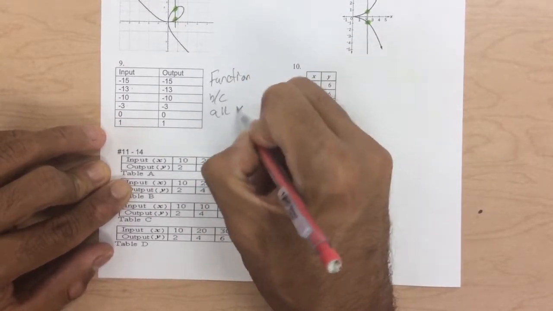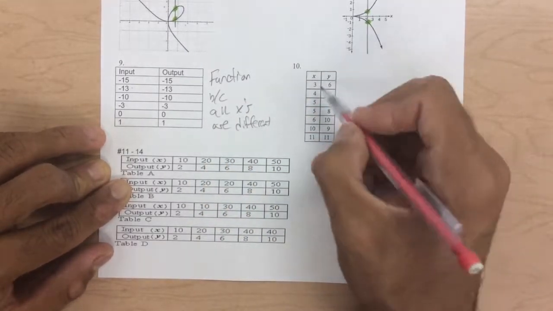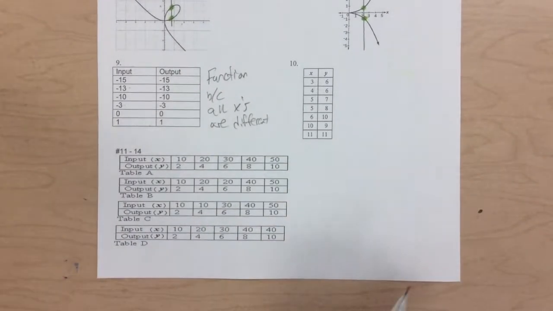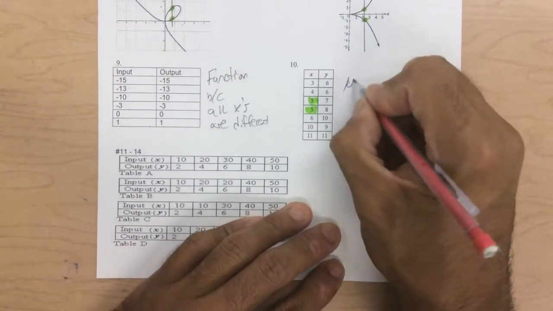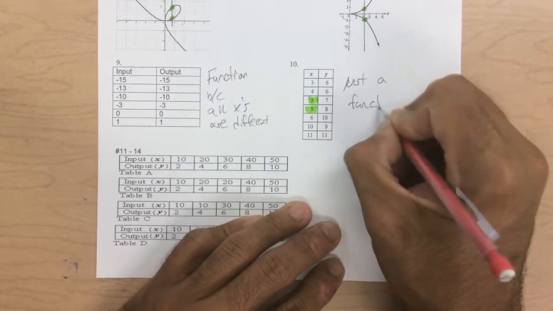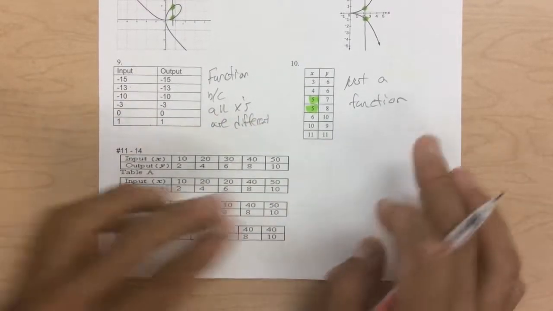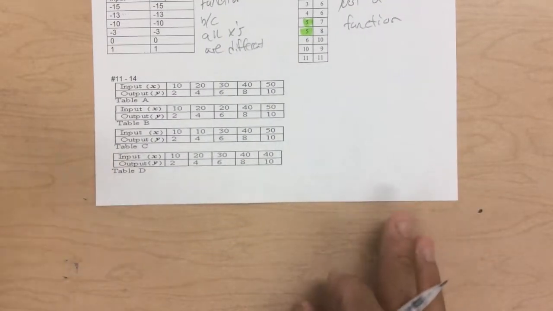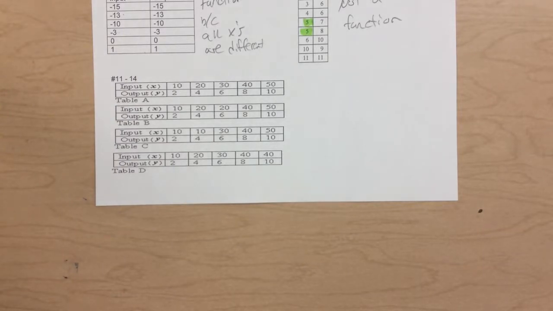And because all X's are different. Okay, let's look at 10. 3, 4, 5, 5. Oop, there it is. 5 repeats twice. So as soon as it repeats, it's considered to be not a function. Okay? So if all the X's are different, it's a function. As soon as something repeats, it's not a function. Okay? Go ahead and pause the video for a second and do number 11 through 14 and determine whether each table is a function or not a function.